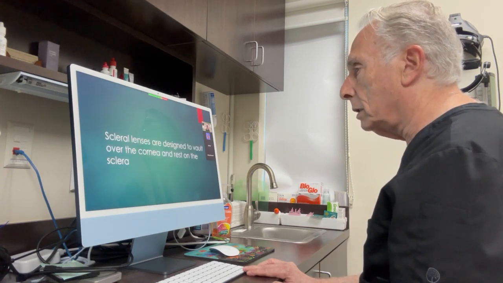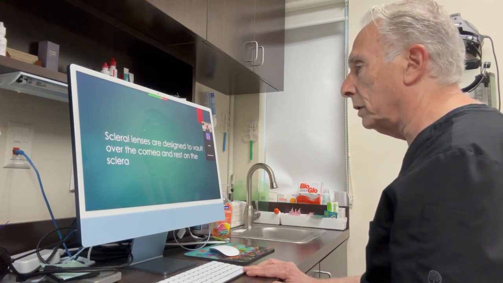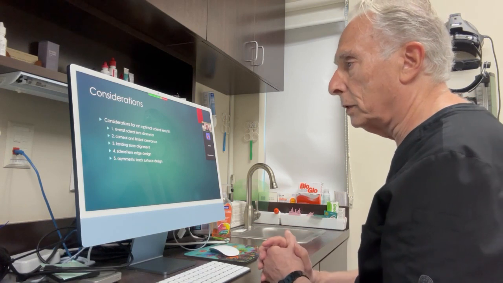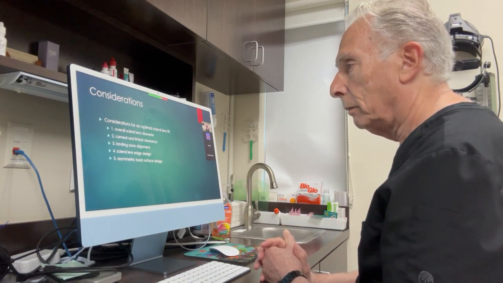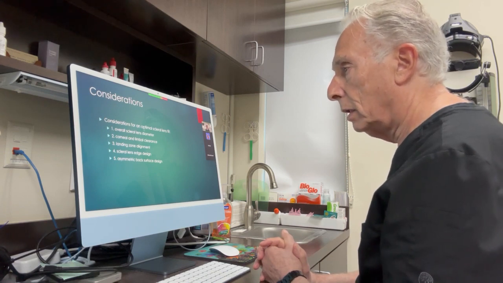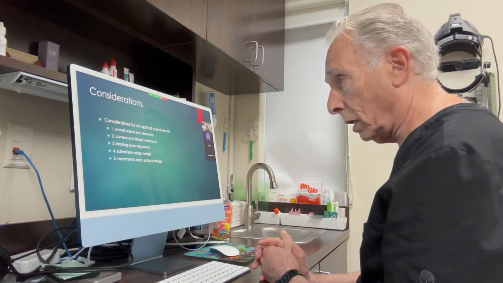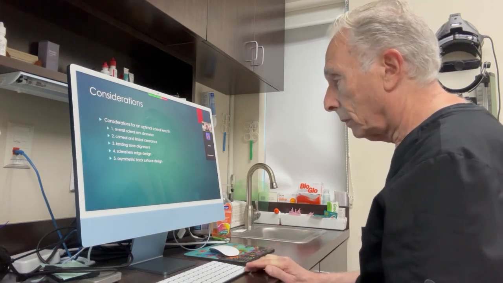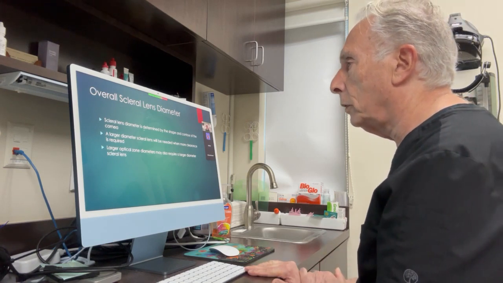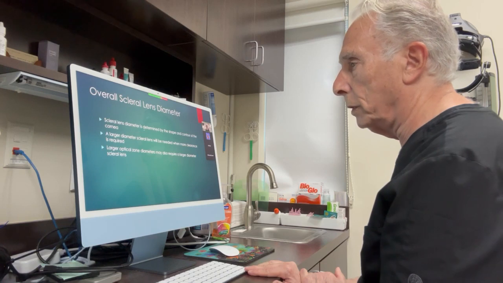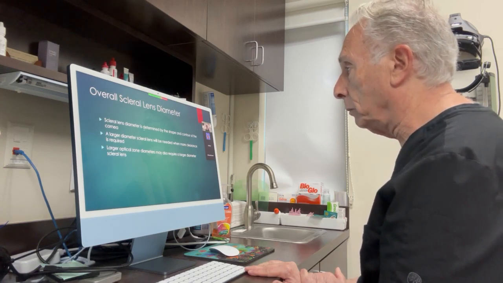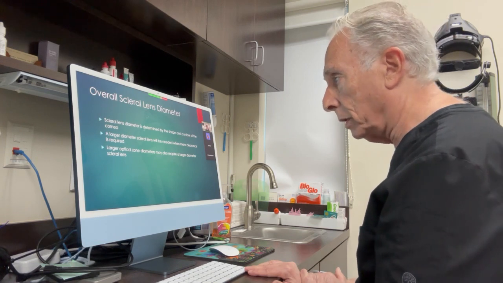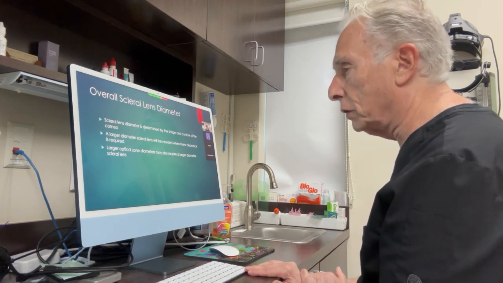So we design these lenses to vault over the cornea and to rest on the sclera. Considerations in designing a scleral lens: we're interested in the overall scleral lens diameter, making sure we have proper corneal and limbal clearance, making sure the landing zone is aligned with the conjunctiva and sclera, the scleral lens edge design, and the asymmetric back surface design. The scleral lens diameter is determined by the shape and contour of the cornea. A larger diameter scleral lens will be needed when more clearance is required. And if you need a larger optical zone diameter, you're going to need a larger scleral lens diameter also.